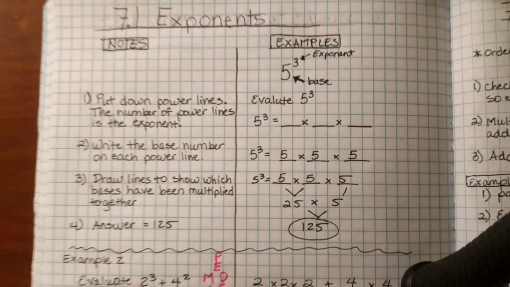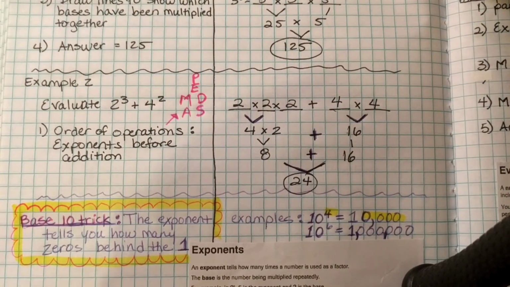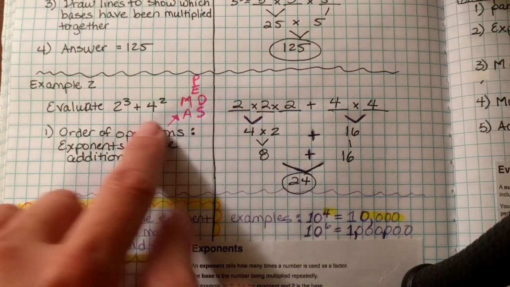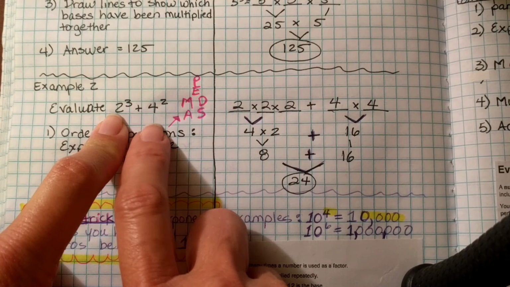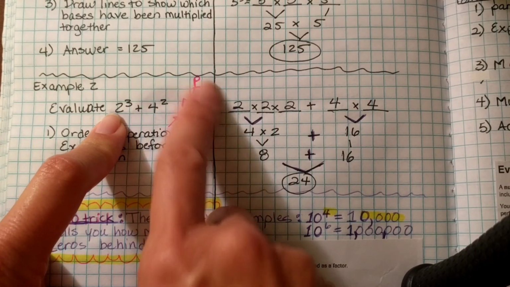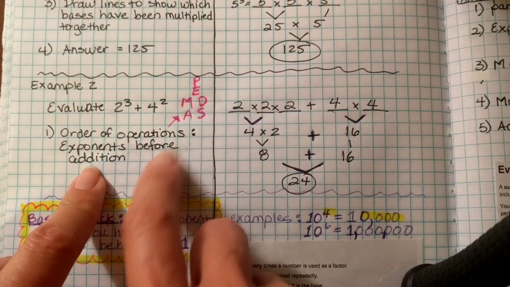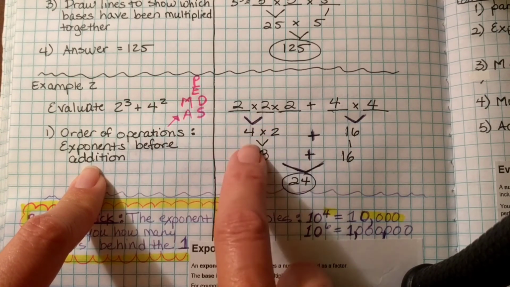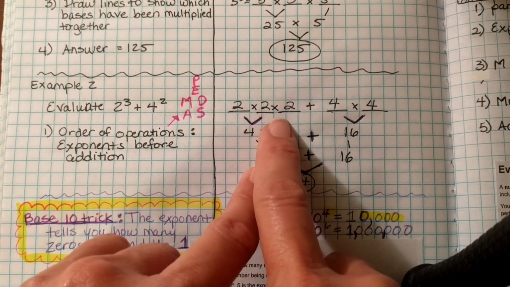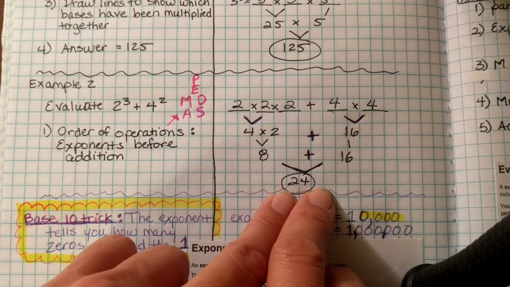Now, they're going to throw some problems at you that include order of operations. So, 2 to the 3rd power plus 4 to the 2nd power. According to order of operations, exponents come before addition. So you have to figure out the exponents first, put down your power lines, your bases, figure it out. Then you can add at the end.